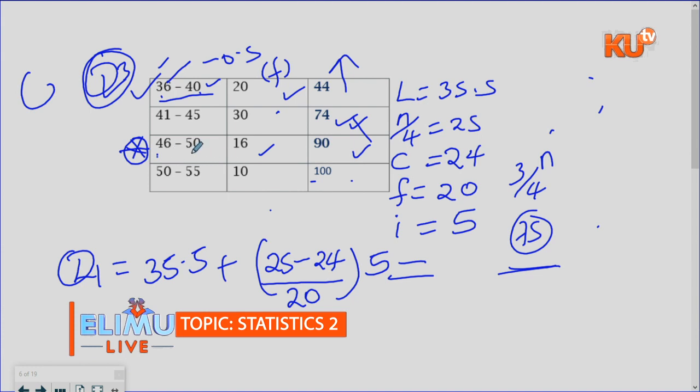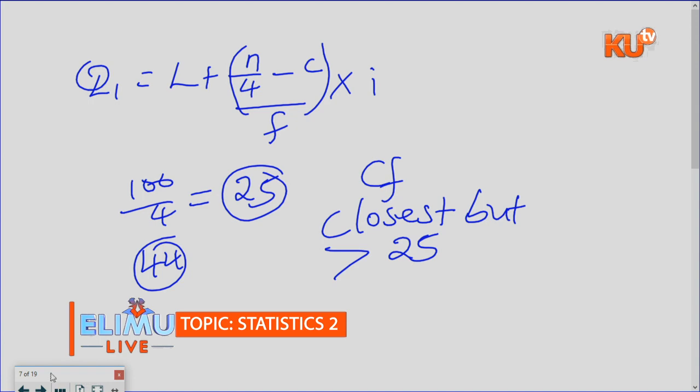Then you can get the class interval, 50 minus 46. Then the answer you get plus 1. Then calculate all those like that. That should be so easy for you.